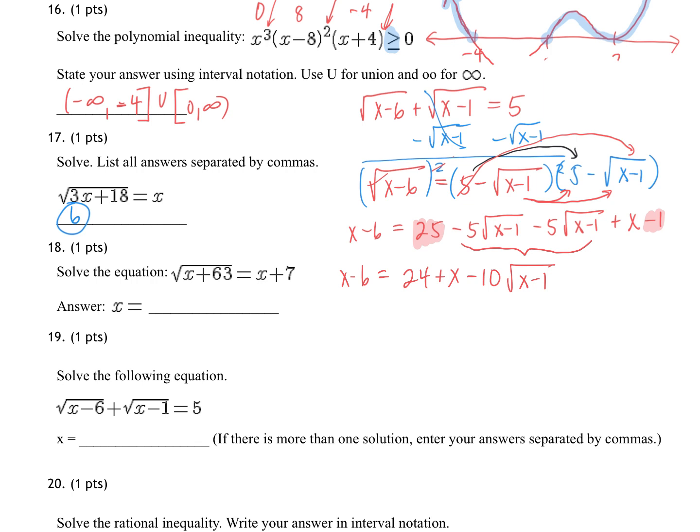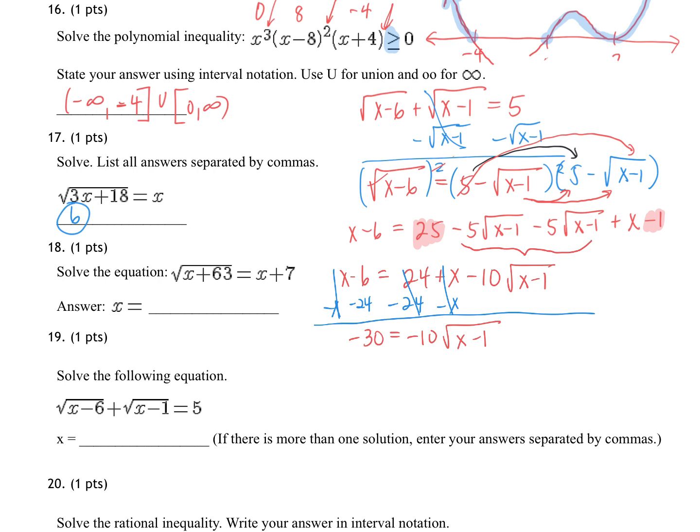And now I want to get the radical by itself again. So I need to subtract 24 from both sides, subtract x from both sides. Thankfully, it cancels out on both sides. So I have -30 is equal to -10 times the square root of x minus 1.